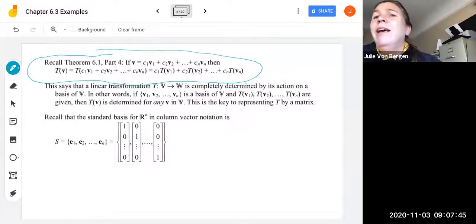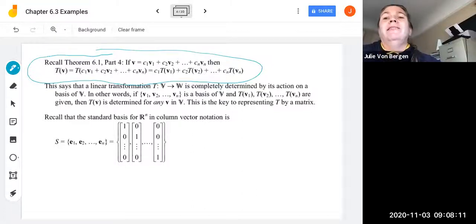So this says that a linear transformation T mapping V to W is completely determined by its action on a basis of V. In other words, if v1 through vn is a basis of V and T of v1 through T of vn are given, then T of v is determined for any v in the vector space V. So this is the key idea to representing T by a matrix.